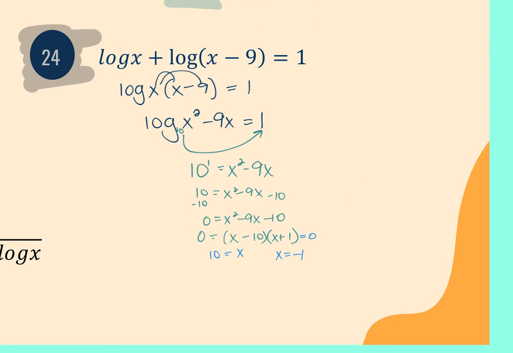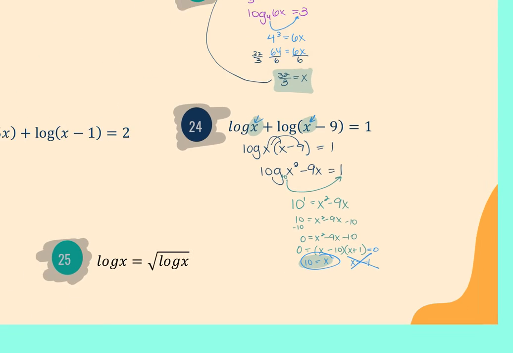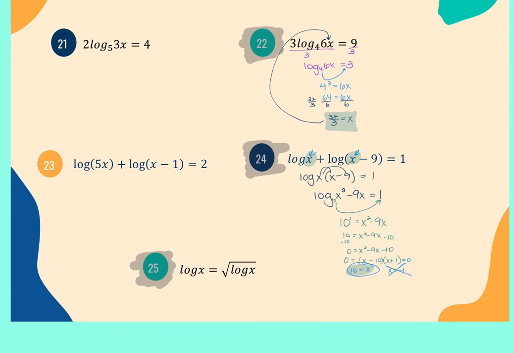Then we check. The 10 would be fine here. The 10 minus 9 would give me 1. That's fine, so I keep the 10. But if I plug the negative 1 into here or here, I end up trying to find the log of a negative number. So I rule out the negative 1 as an answer, and I only keep the 10. Questions on that one?